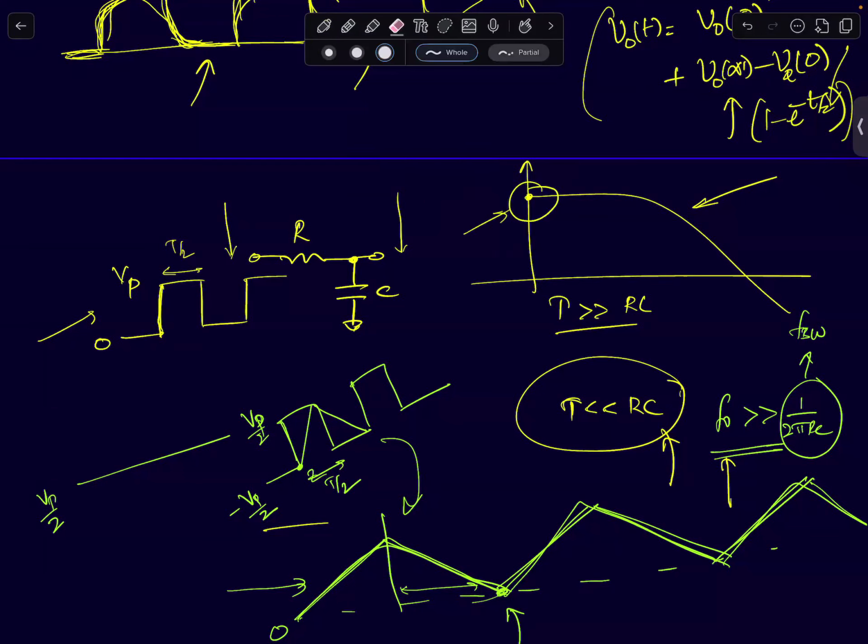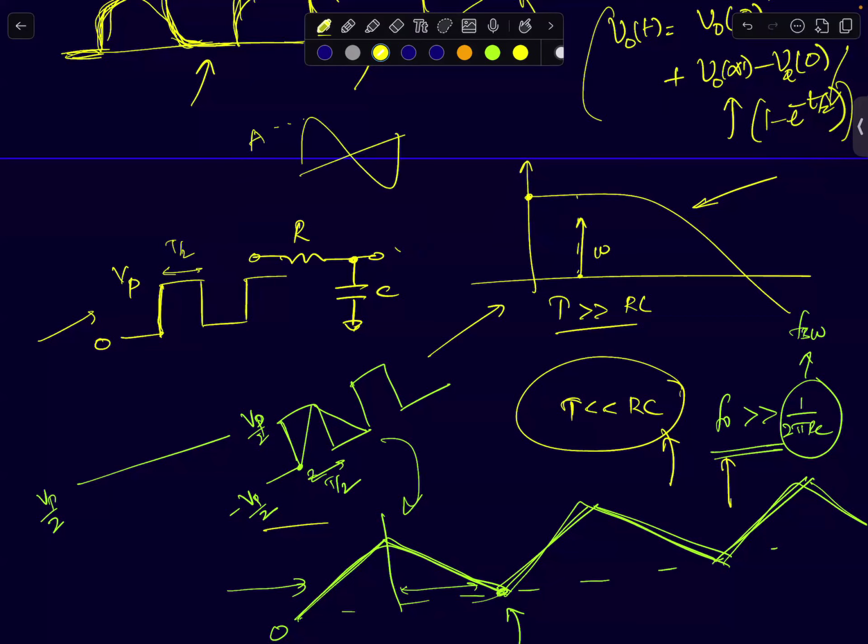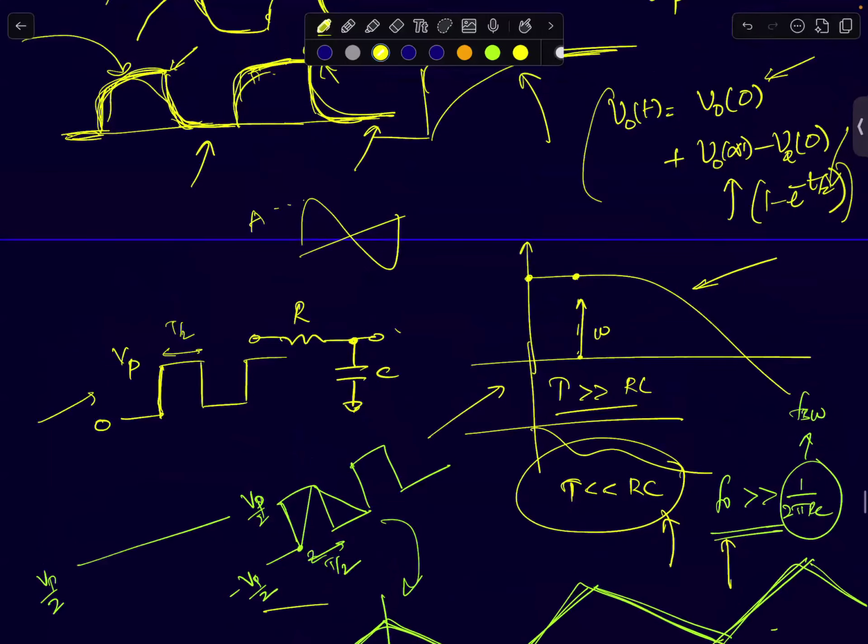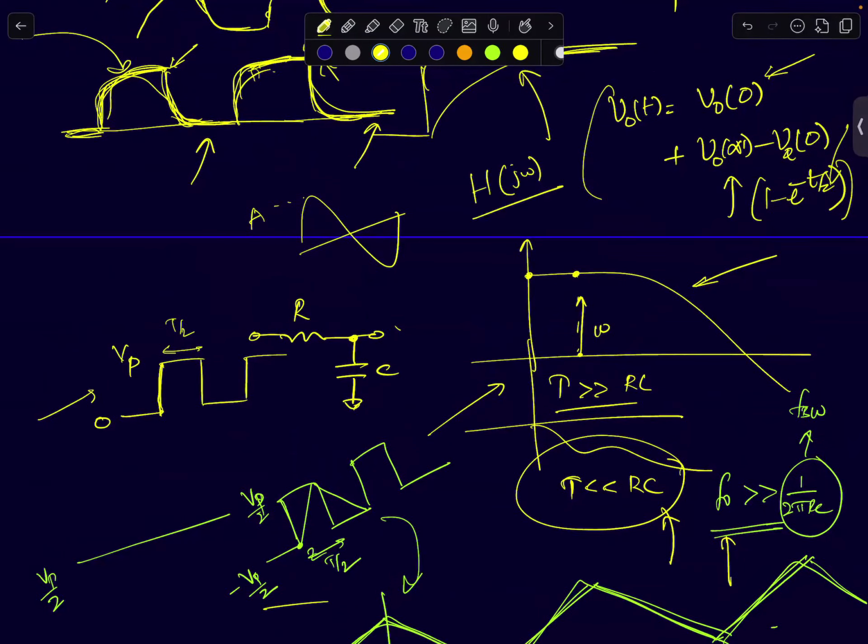First of all, what does frequency response mean? If you are given the frequency response of a low pass filter like this, it tells you that if I feed a sinusoid of some frequency omega with an amplitude A, then by looking at the frequency response, I can precisely tell what will be the magnitude of the sinusoid at the output and the phase. I've shown only the magnitude response. You need to have the phase response as well. So your frequency response, H of j omega, is actually a complex number.